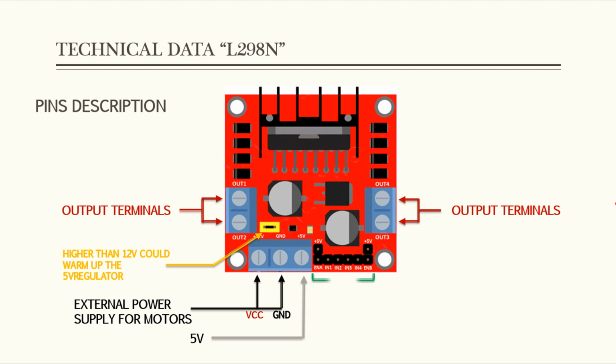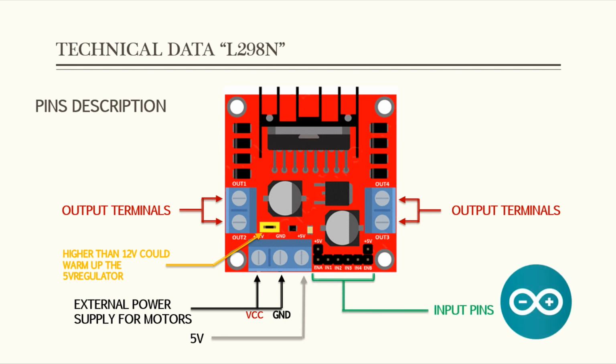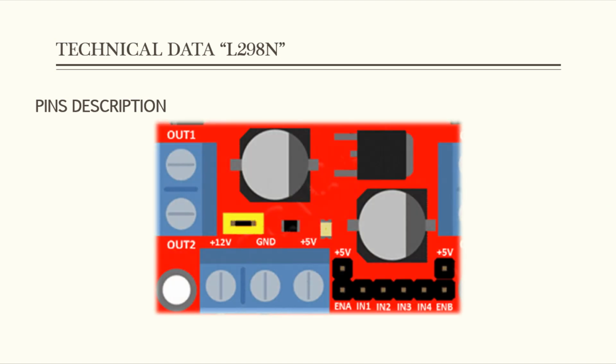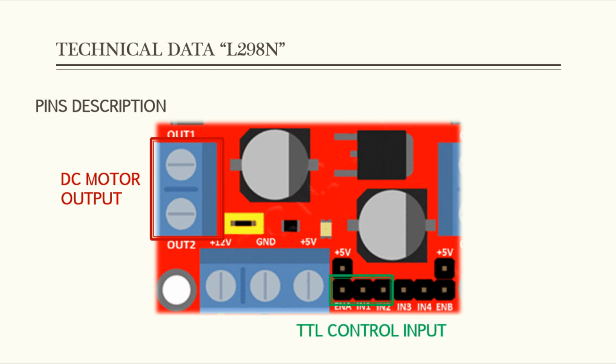About the inputs, we have 6 pins to control this module. If you are controlling a stepper motor, you should put these jumpers on the enable inputs. And if you are controlling DC motors, then there are 3 pins to control each output screw terminal. So here is an example. We have out 1 and out 2 controlled by enable 1 and pins in 1 and in 2. To control speed, we will use the enable pin where we will send a PWM signal from our Arduino board. And to control direction of the motor, we will use pins in 1 and in 2.